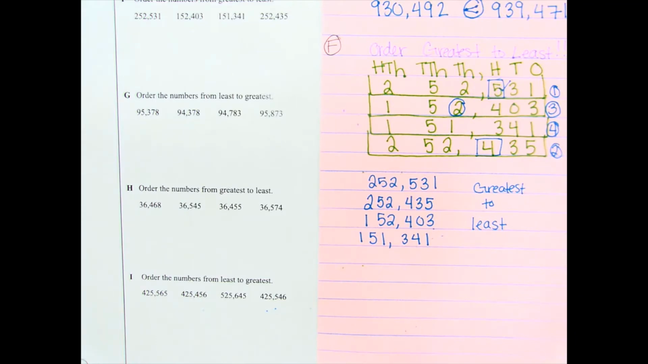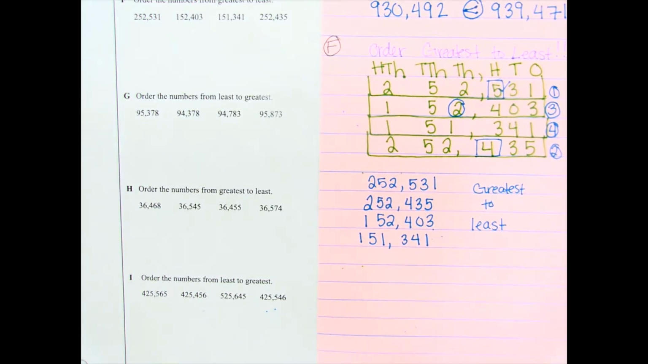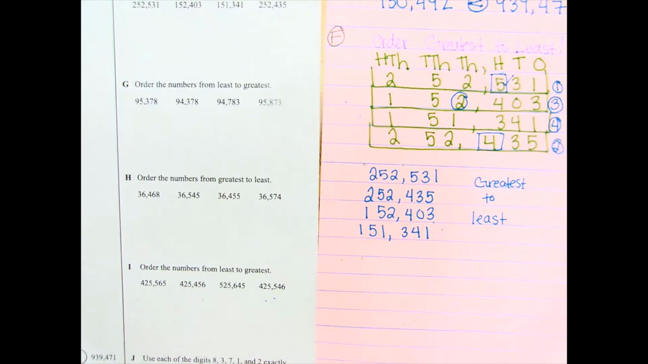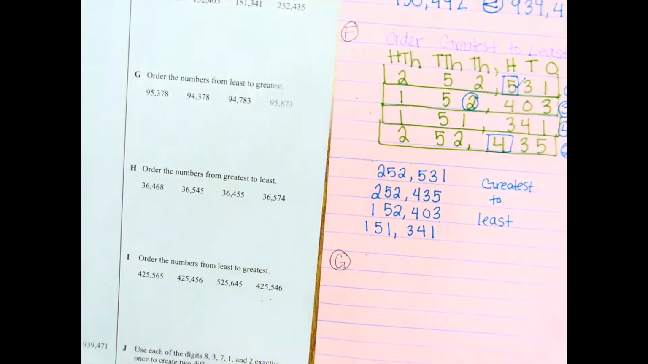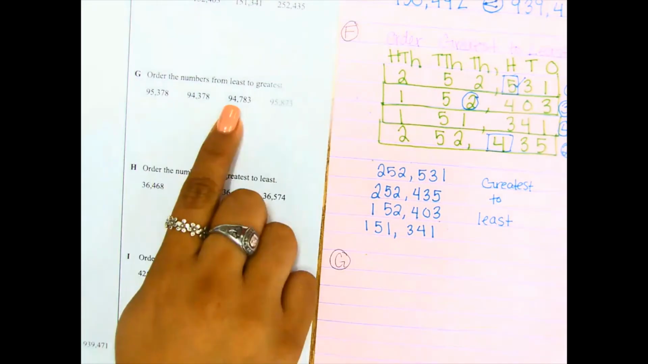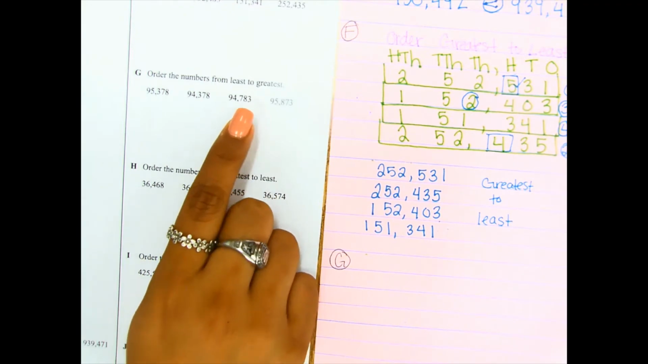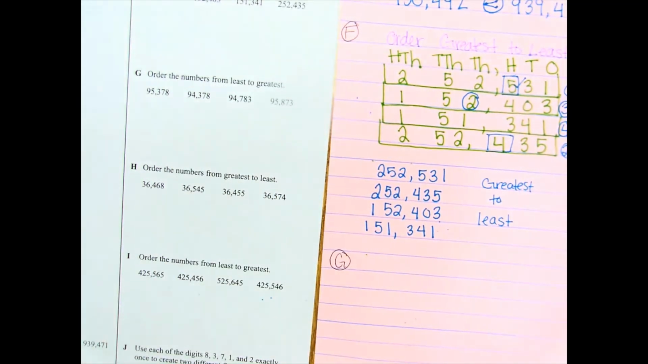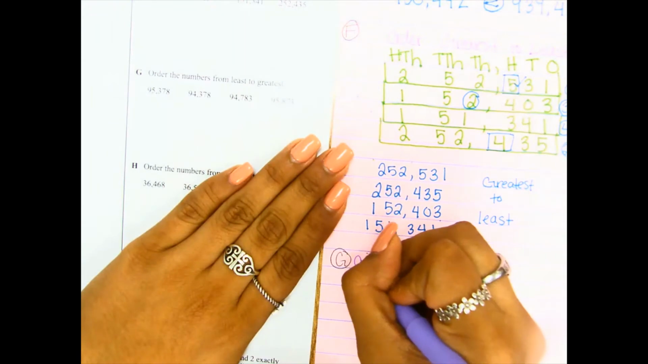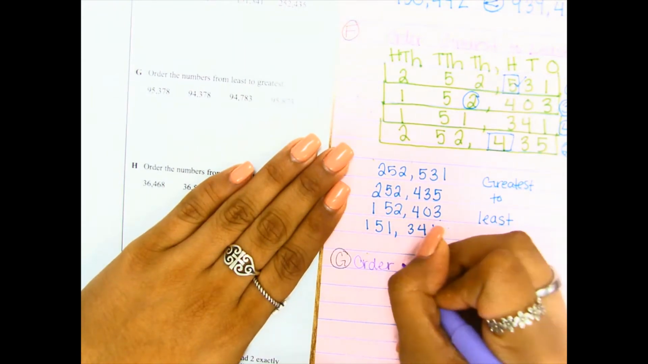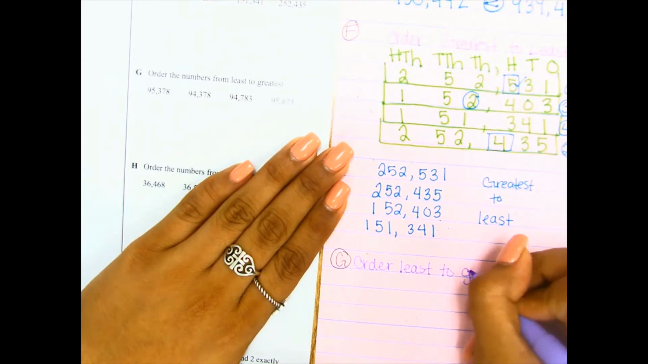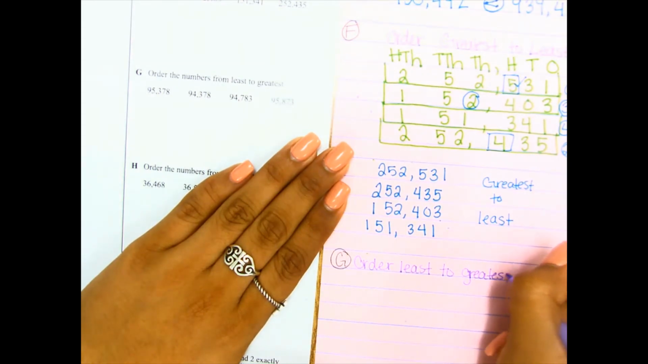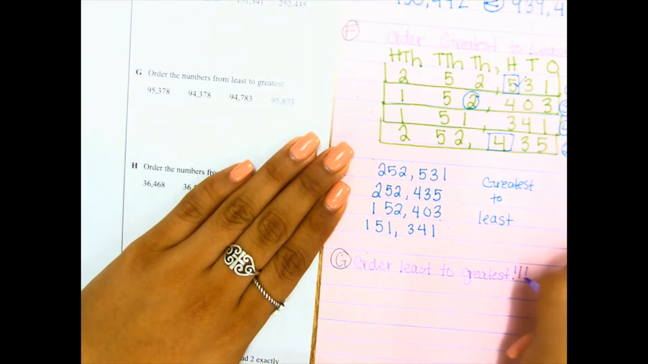Now let's go ahead and move on to letter G. I'm going to put it here on the side. And we are working on letter G. So I also have to order now from least to greatest. Now, not greatest to least. So I'm going to write that. I'm going to order least to greatest. That is very important in this.